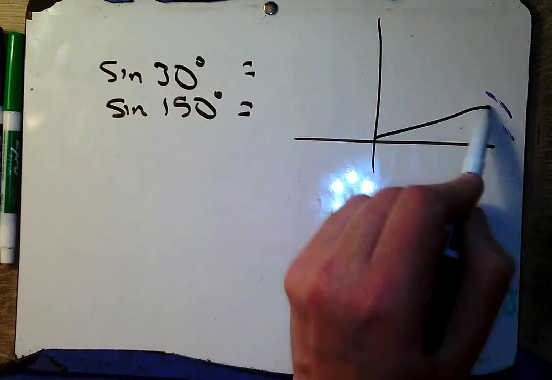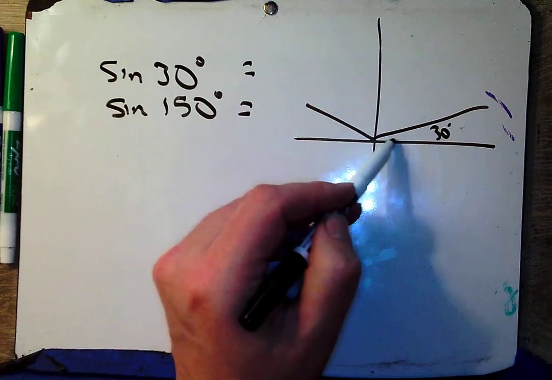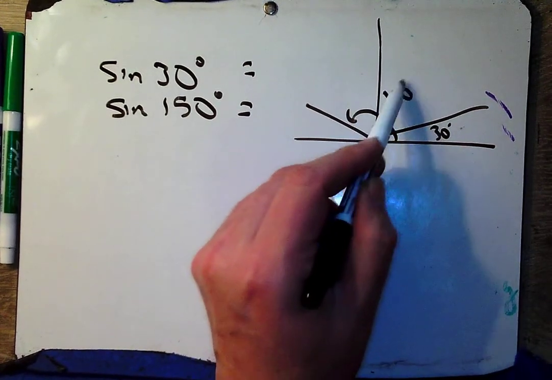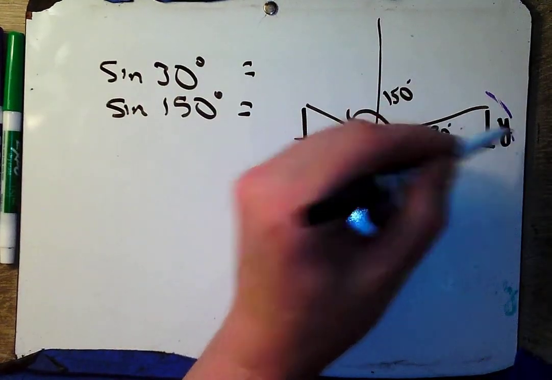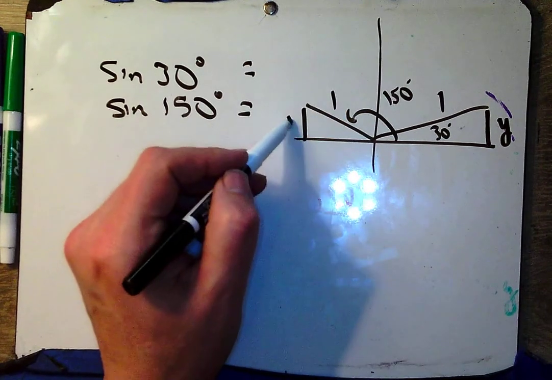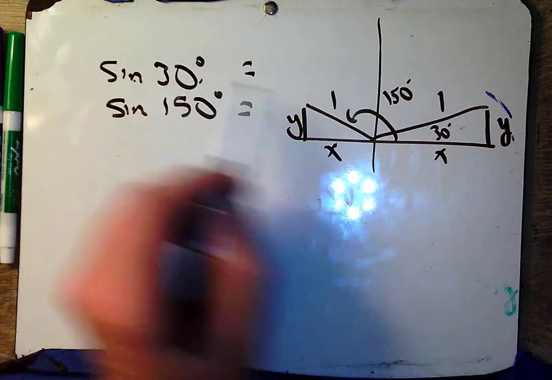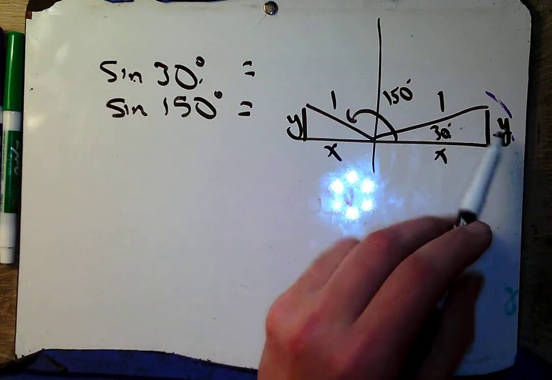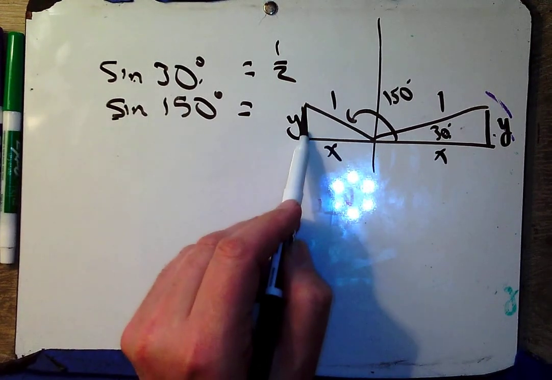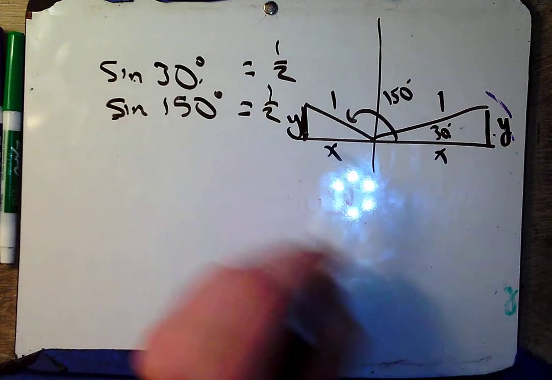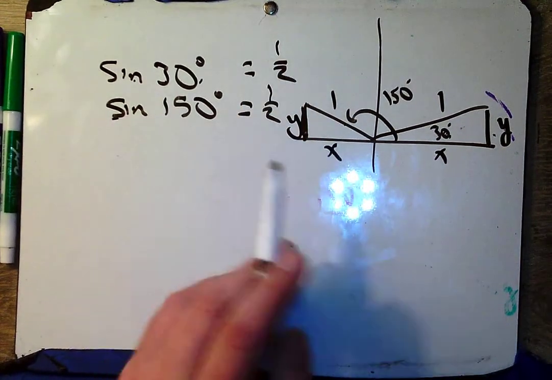That's right. They are reflections across the y-axis. That's a good observation. Here's 30 degrees, and here's 150 degrees. But what about the sine value? Remember, sine on the unit circle is the y value. At 30 degrees, or at pi over 6, my y value is 1/2. And I also have that same amount of upness, that 1/2 amount of upness, for 150 degrees. Isn't that interesting? Those are the same.